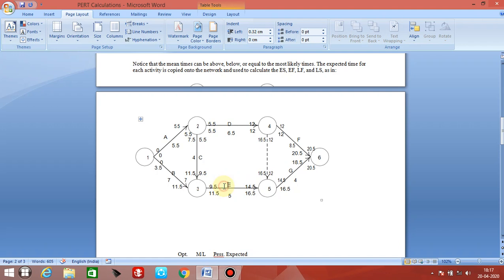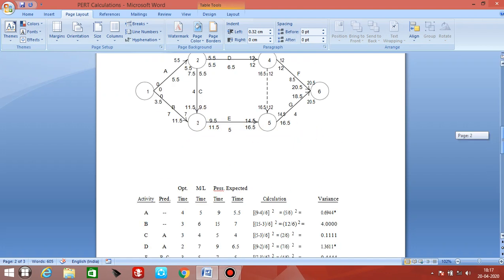E is here, we have got it. But we cannot connect D directly with this G. So what we have taken is a dummy activity. This dotted arrow is the dummy activity. Now we have completed the diagram, just like what we have done in the critical path method.